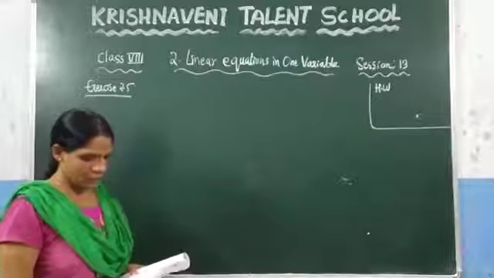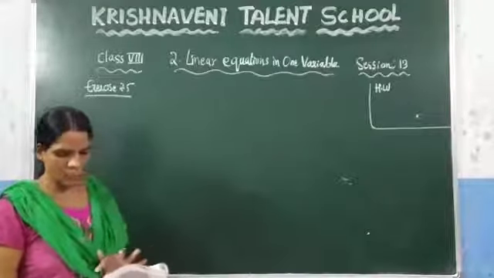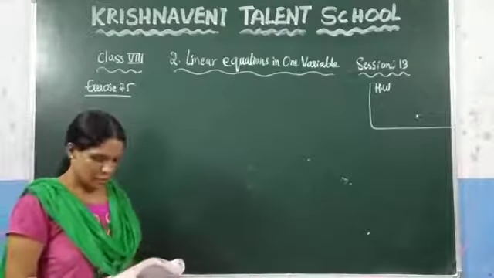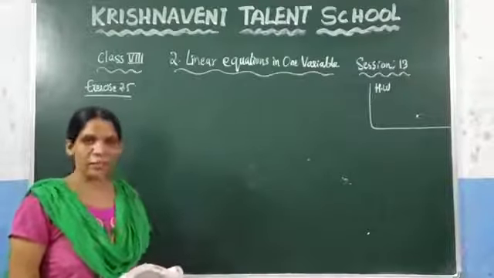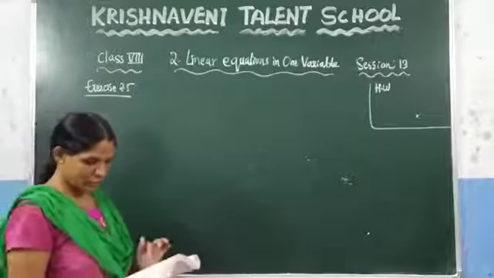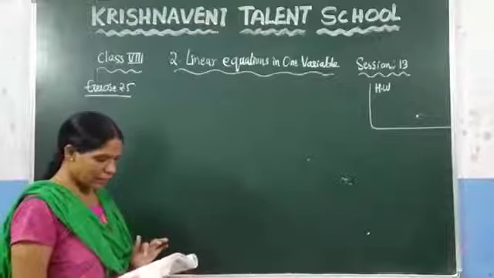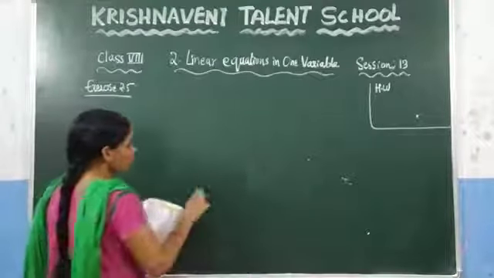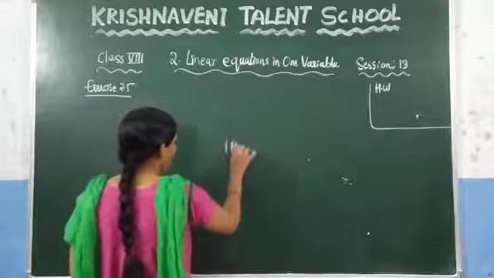Arvind has a kitty bank. It is full of 1 rupee and 50 paise coins. So here Arvind has some money, and it is full of 1 rupee coins and 50 paise coins. Now what is the condition given here? It contains 3 times as many 50 paise coins as 1 rupee coins. That means you don't know how many 1 rupee coins there are.